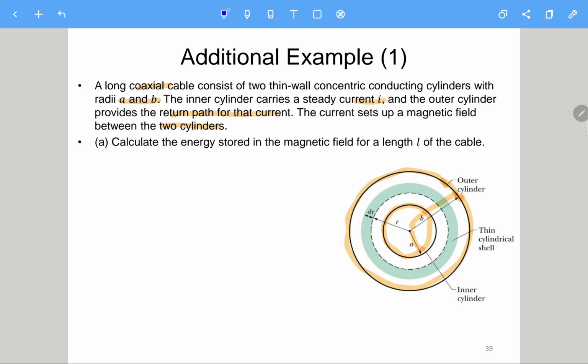So here we can apply Ampere's Law on this. This is the Amperean loop. So we have the line integration of B dot ds equals mu 0 I. So actually this is the I, this is the I.